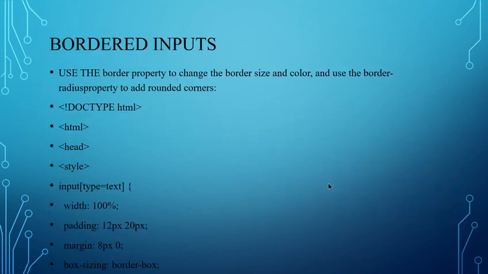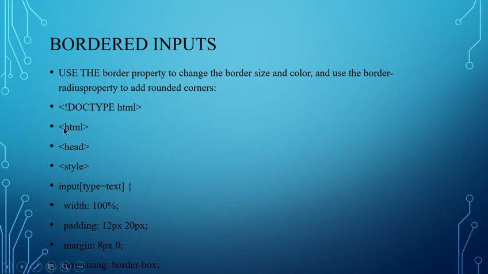Next, bordered inputs. Use the border property to change the border size and color, and use the border radius property to add rounded corners. There we saw the width which can be changed, and here we are seeing the color and size of the text being changed.